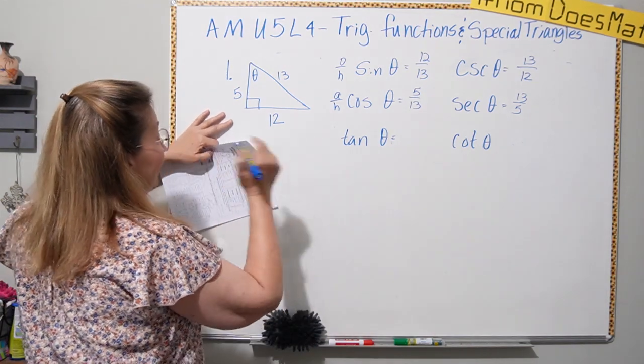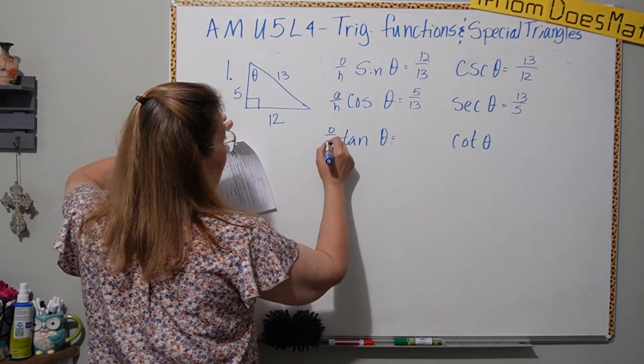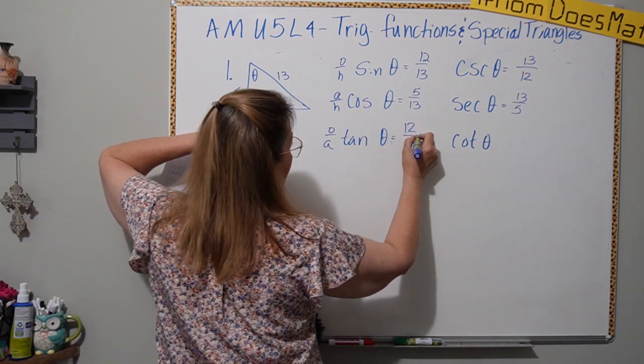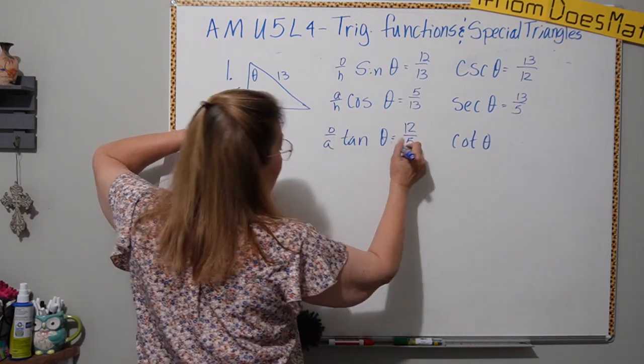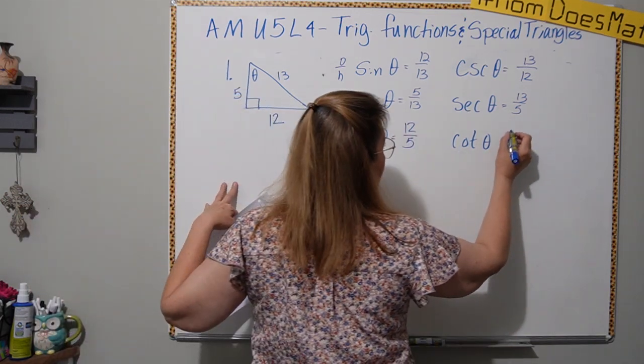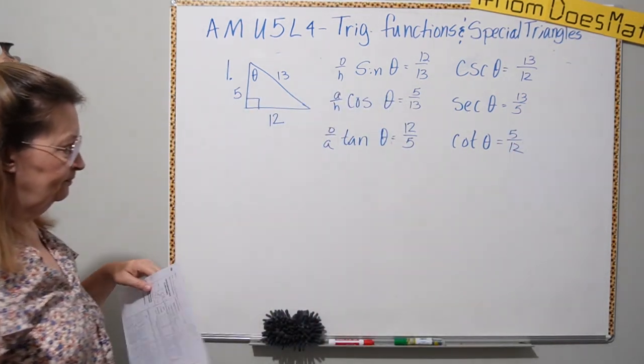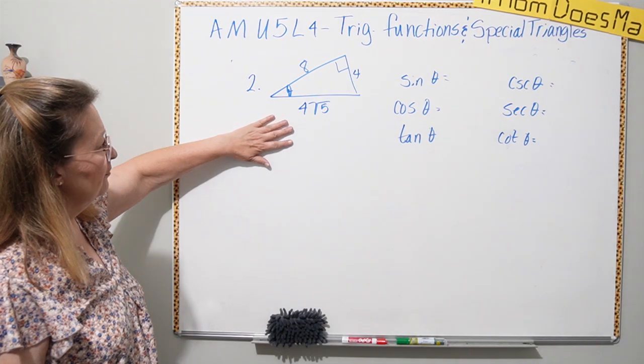All right. Tangent is opposite over adjacent. So my side opposite is 12. My side adjacent is 5. And then my reciprocal function, cotangent, is 5 over 12. Okay, let's look at number 2.